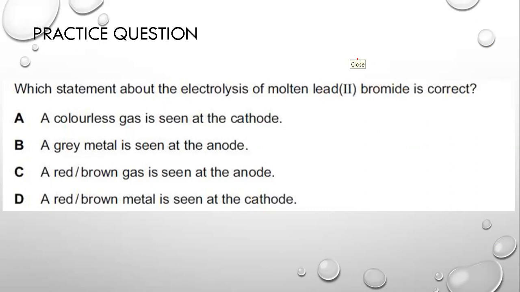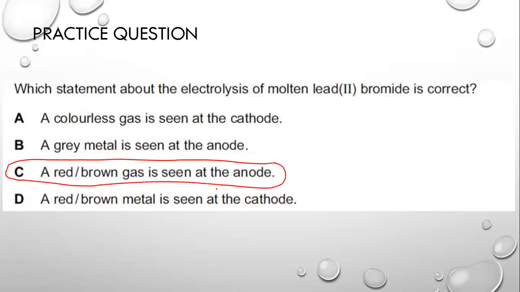How about B? If it said a gray metal is seen at the cathode, would it be correct? Yeah, a red-brown metal is seen at the cathode. Well, lead is not red-brown, is it? So if it said gray, that would be correct. Exactly. So the correct answer there is indeed C, guys.